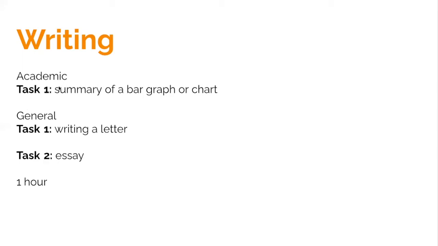So if you're taking the academic test, you are going to be given some kind of chart, some kind of diagram, some kind of pie chart, and you have to write a summary of what you see in this graph. And if you're taking the general test, then your task 1 is going to be to write a letter, for example, to a hotel or to a friend.